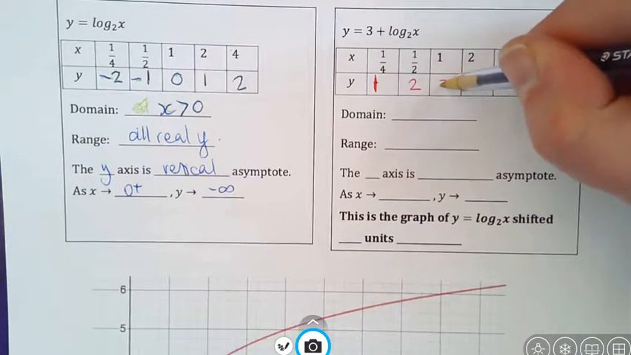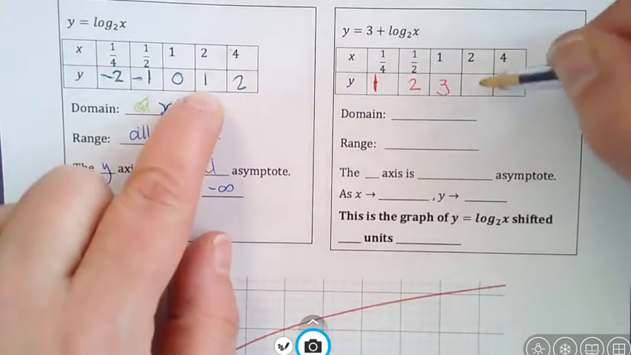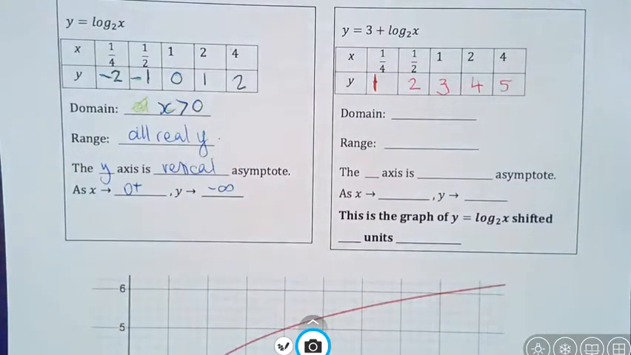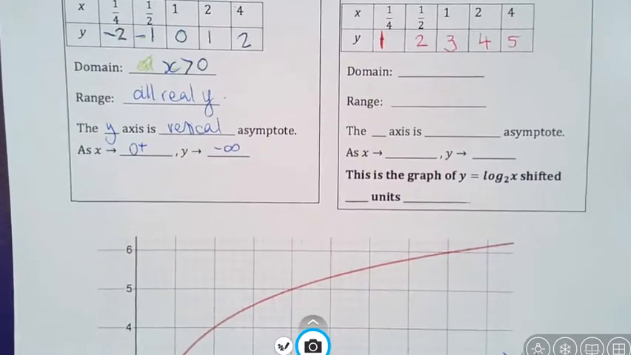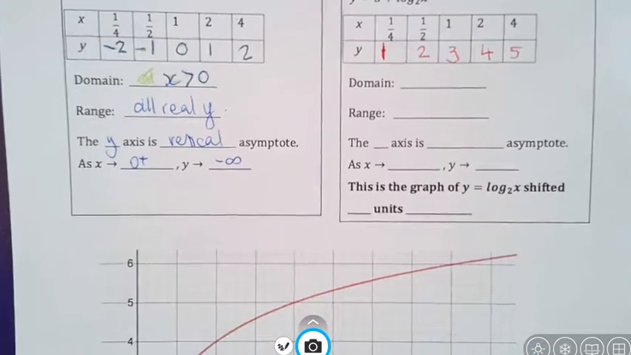0 plus 3, 1 plus 3 is 4, and 2 plus 3 is 5. Okay, domain. Anything changed? So let's plot those first.